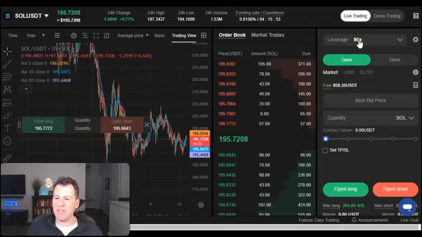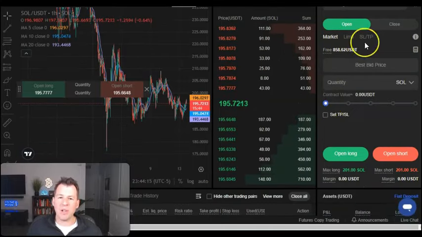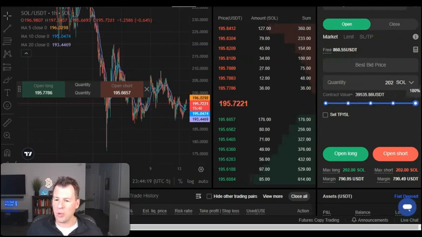I'm going to do a 50x leverage position. So we're going to open the position because we're not closing it. I'm going to do a market fill this time. Just keep it simple. Best possible price. And then down here, so I have $858 free to use for my collateral. So let's move this all the way to the right.